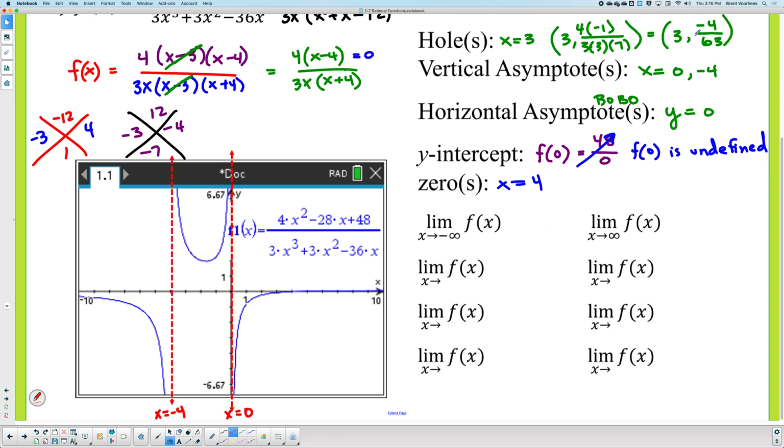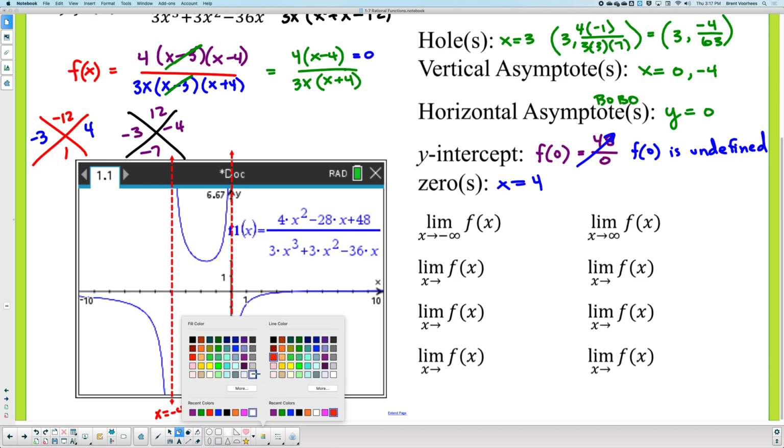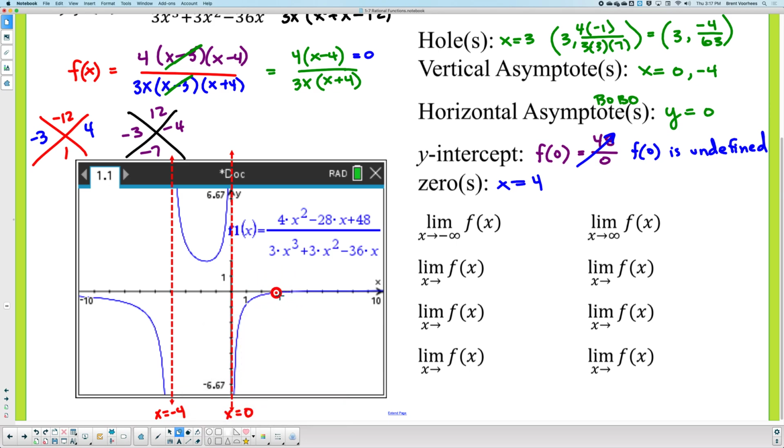We should also have a hole at 3. And then that's really close to 0. At 3, 1, 2, 3. Really close to 0. That right there should be a hole. So let me add a hole in here. So there's our hole, and the location of that hole we got as 3 comma negative 4 divided by 63. That's the location of that hole.